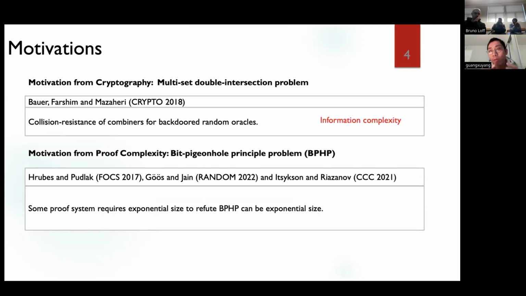We also have some technical motivations. The first paper showed that information complexity can't prove the collision lower bound directly. They don't know how to prove it. The second is that this paper uses some lifting theory technique, but they can't get the tight lower bound.